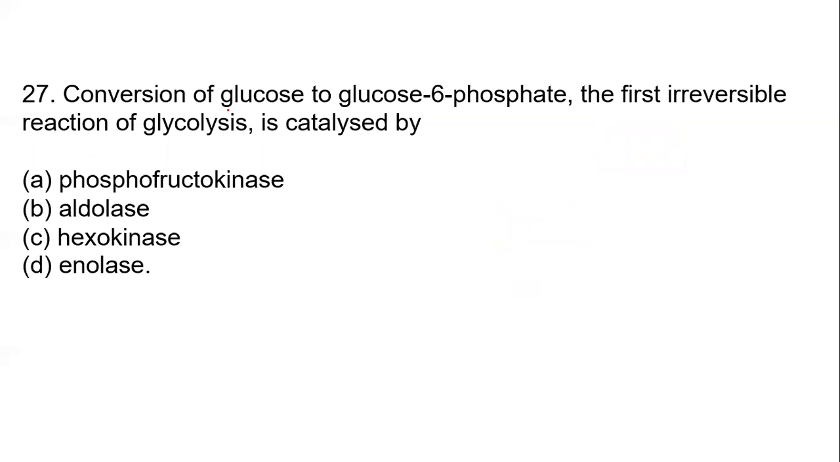Very easy question, direct NCERT statement. Conversion of glucose to glucose 6-phosphate, the first reversible reaction of glycolysis, is catalyzed by phosphofructokinase, aldolase, hexokinase, enolase. Which is the correct answer? Yes, it's none other than option C, hexokinase. Hexokinase facilitates the conversion of glucose to glucose 6 phosphate.